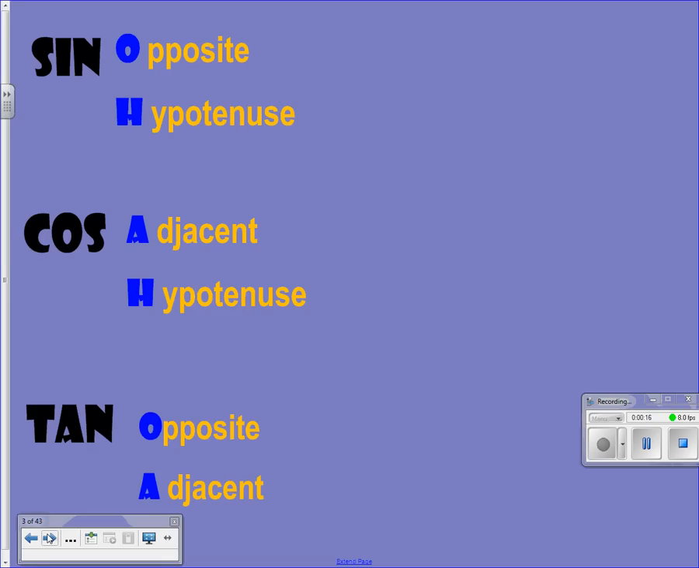So SOHCAHTOA on your paper, if you don't remember what each one stands for: sine, which is the SO part, stands for opposite over hypotenuse. That's where the O and the H come from. Cosine, CAH, is A and H, which stands for the adjacent side and the hypotenuse. Tangent, TOA, stands for the opposite side over the adjacent side. So go ahead and pause this if you need a second to write that down. Otherwise, we'll just move on.